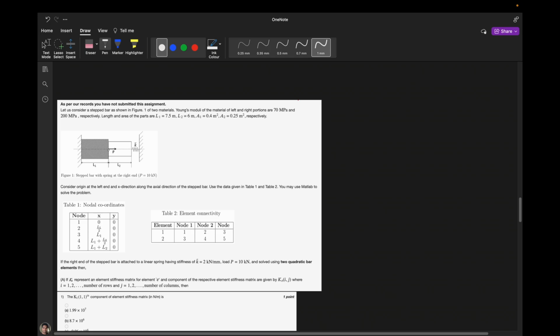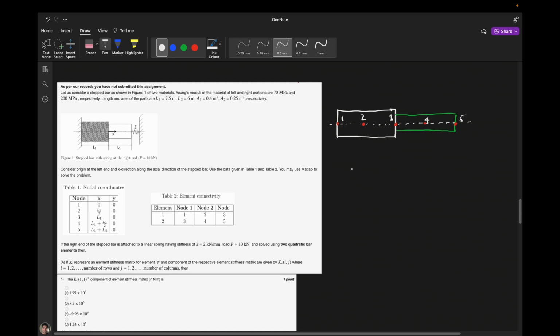And here we can see that node 3 is at this location. So suppose this is the stepped bar, and this one is a different material. We need to create 3 nodes at each element, like this. Let's suppose this is node number 1, node number 2, node number 3, node number 4, and node number 5. Also this end is connected to the spring with spring constant 2 kilonewton per meter.